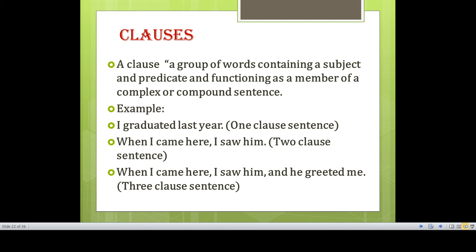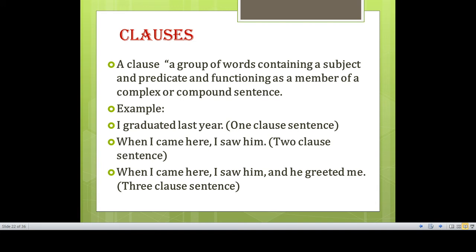So you can call clauses a complete sentence. When I came here, I saw him. Two clauses are there. "When I came here" is a complete sentence where you have a subject and a predicate. There, "came" is a finite verb. So that's a clause.